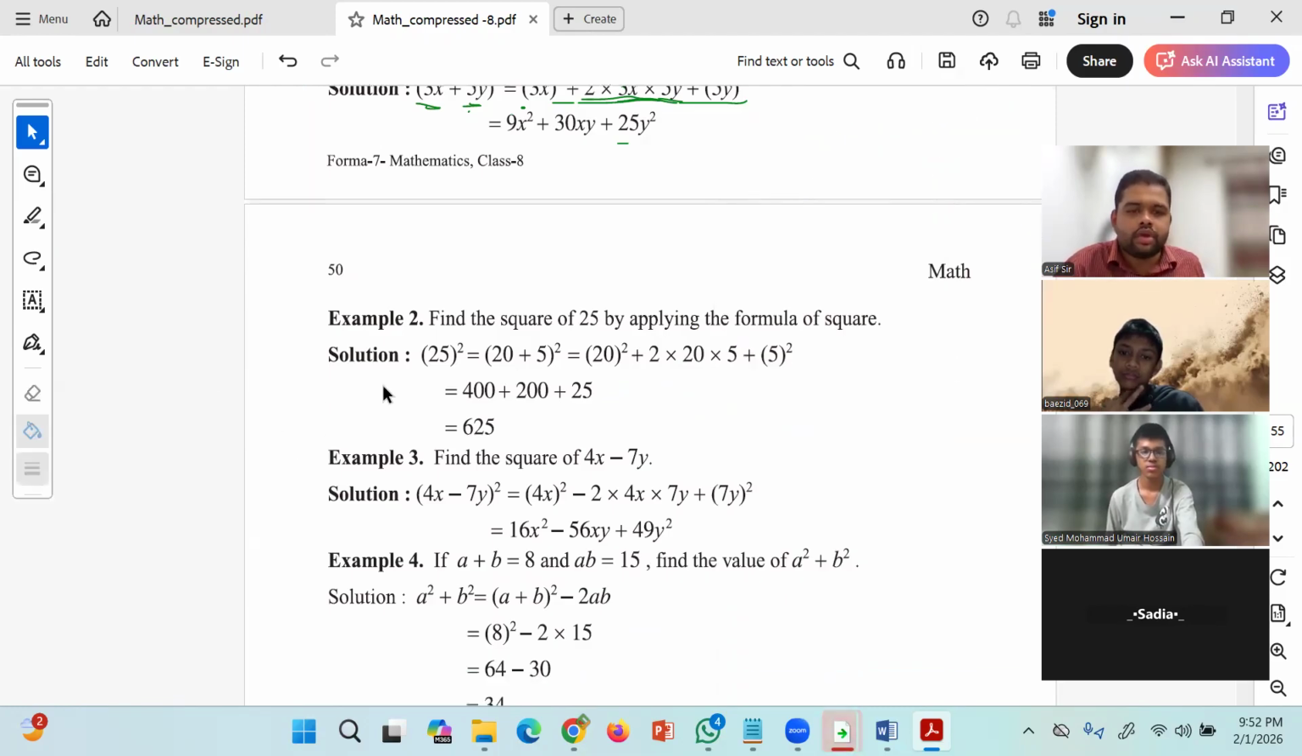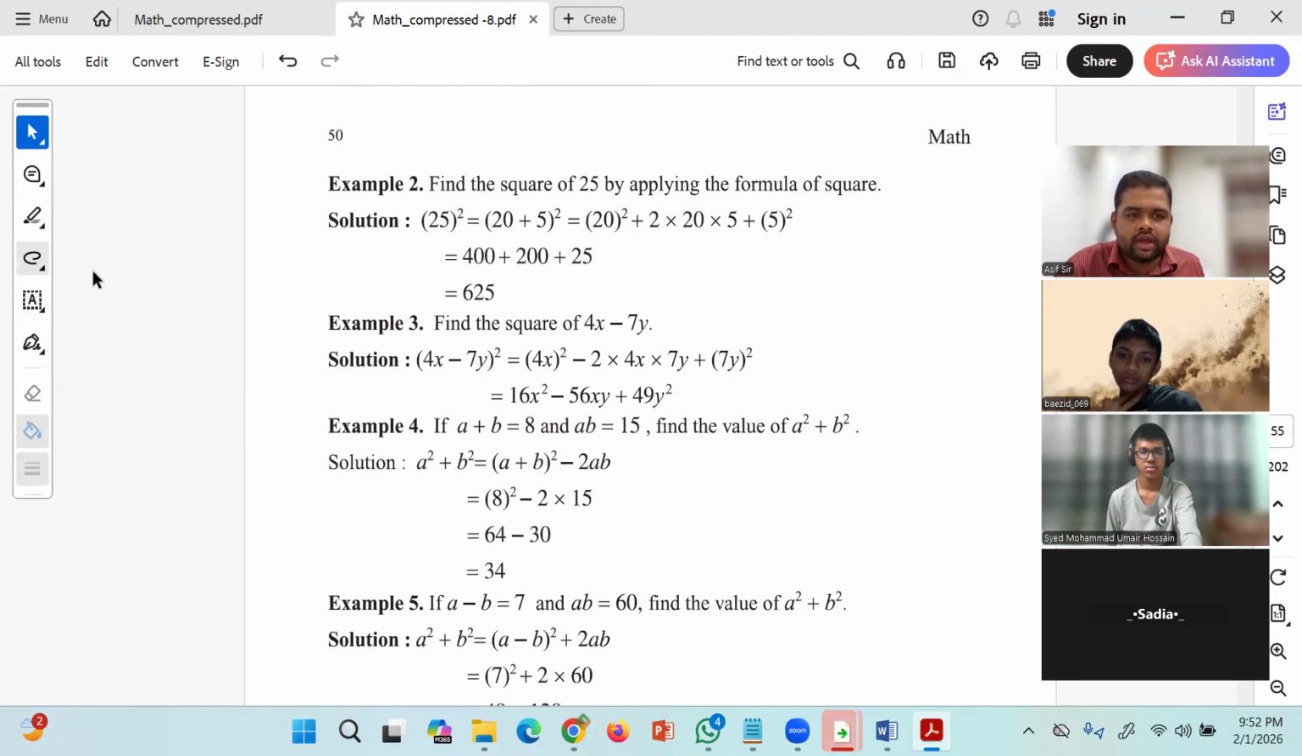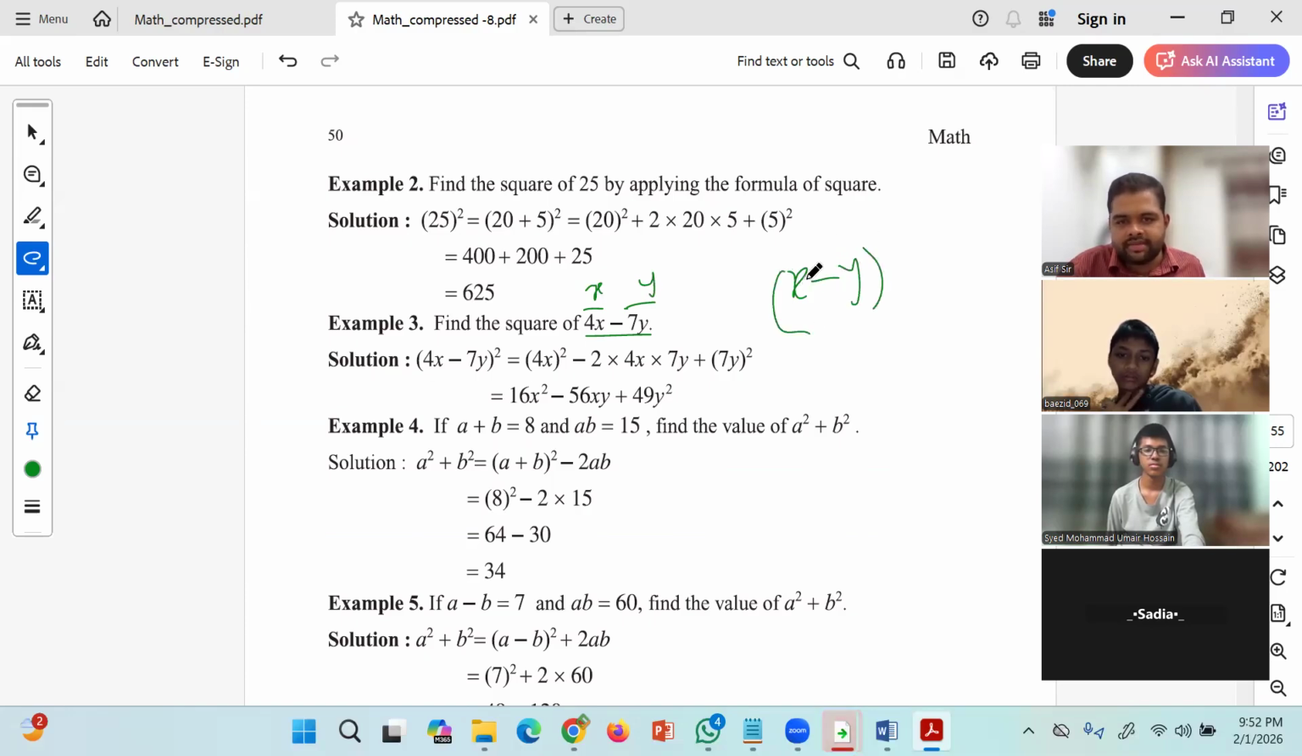Okay, so let's move to example number 3. As you can see, the problem given is 4x minus 7y. If we consider 4x as x and 7y as y, the formula becomes x minus y. The problem becomes x minus y, and find the square. So we have to square it. Now we have to find the square of 4x minus 7y.